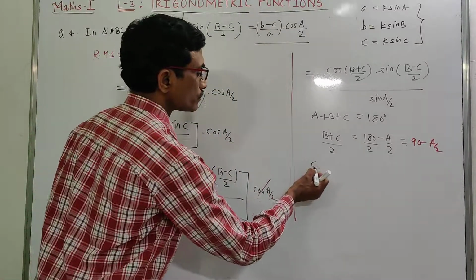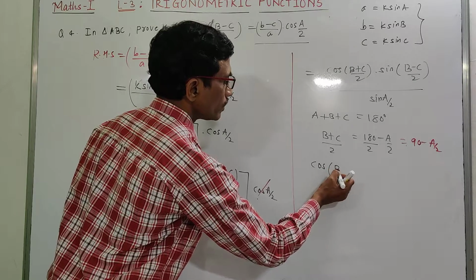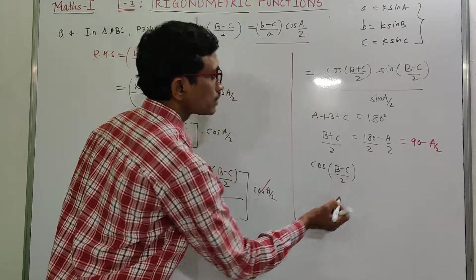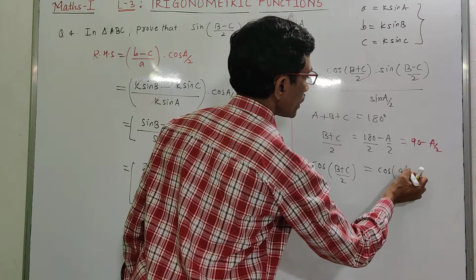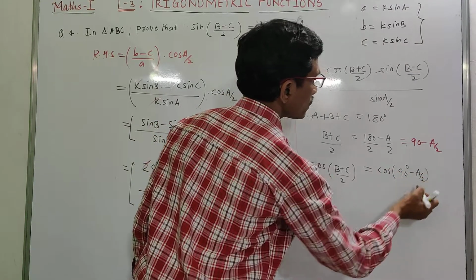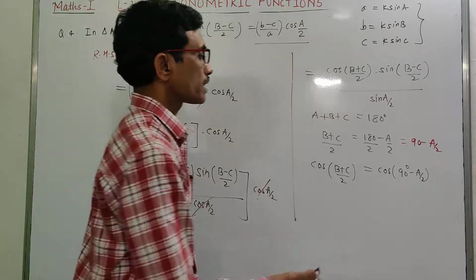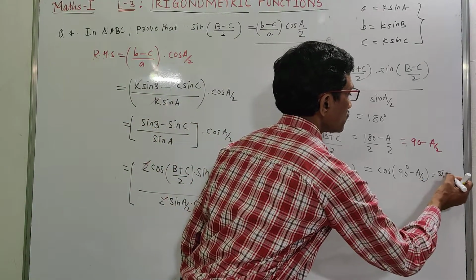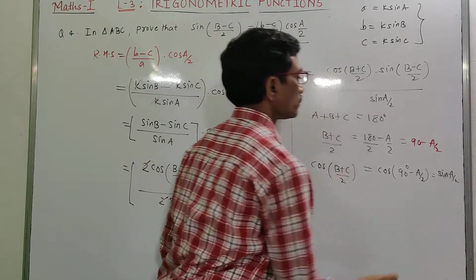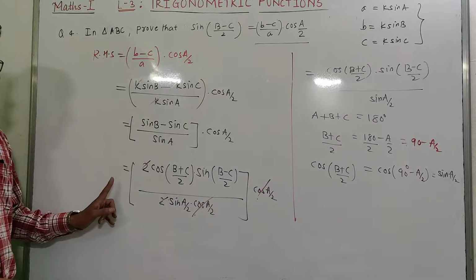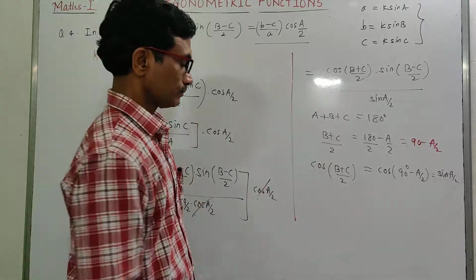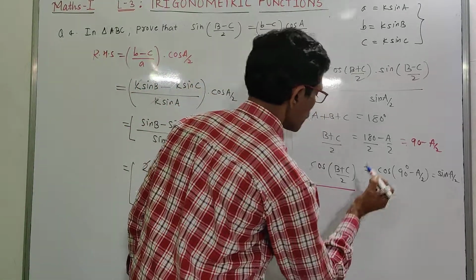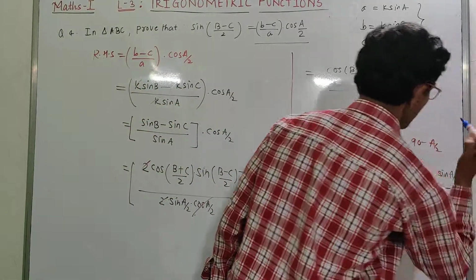cos of B plus C upon 2 is equal to cos of 90 degrees minus A by 2, and this will be sin A by 2. So here we write cos of B plus C upon 2 is equal to sin A by 2.